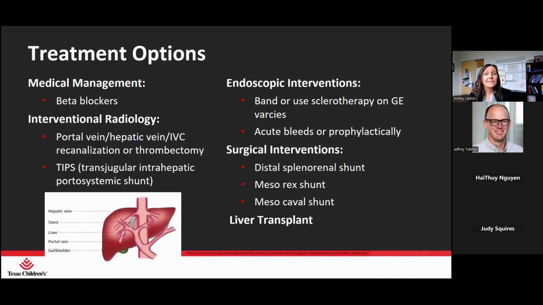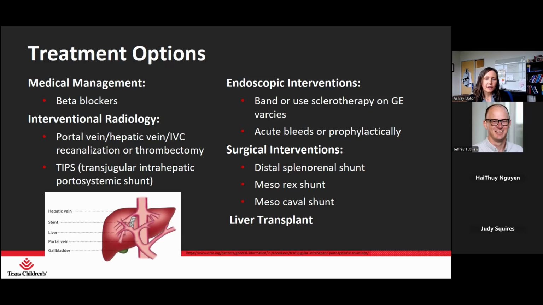And so treatment options for these patients really depend on the underlying source of the portal hypertension and the severity of disease. For medical management, beta blockers can help slow down blood flow and reduce portal pressures. Depending on where the problem is, our interventional radiology colleagues can help open up vessels where they're narrowed or thrombosed. They can also do TIPS procedures in patients. This is transjugular intrahepatic portosystemic shunt. It's not done as often in pediatrics. It's done often in adults. And I think mainly just the vessels are a lot smaller in kids, and it makes it a little more difficult technically.